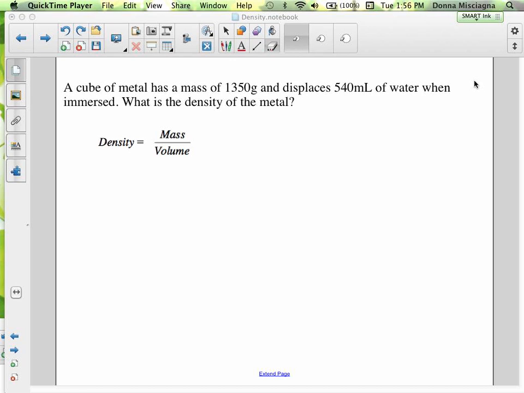All right, so a cube of metal has a mass of 1,350 grams and displaces 540 milliliters of water when immersed. So let's look at our measurements here. What does it mean that it displaces 540 milliliters of water? What does that give us? That's the volume. All right, so in your notes, I think you have this problem, right?